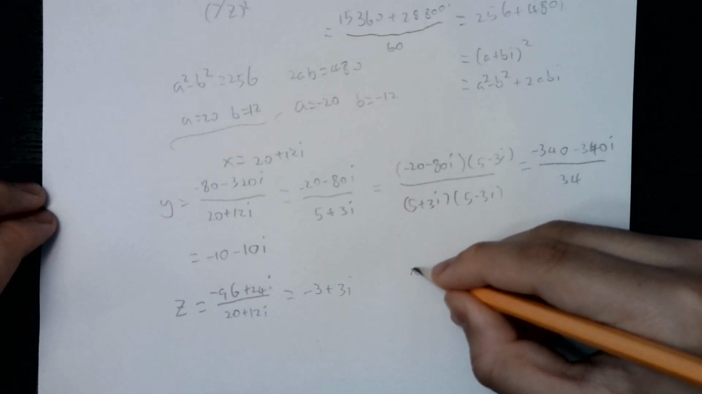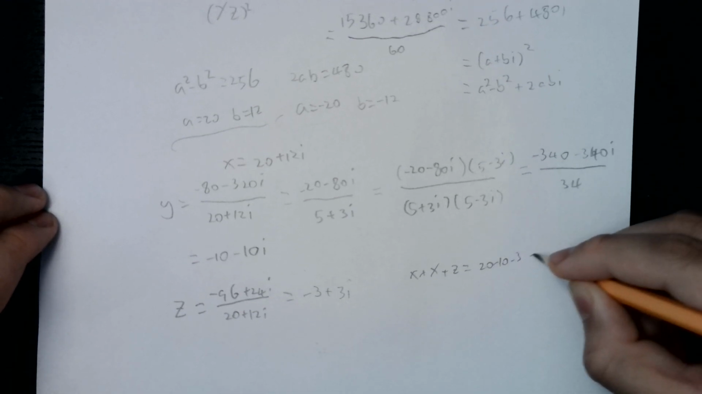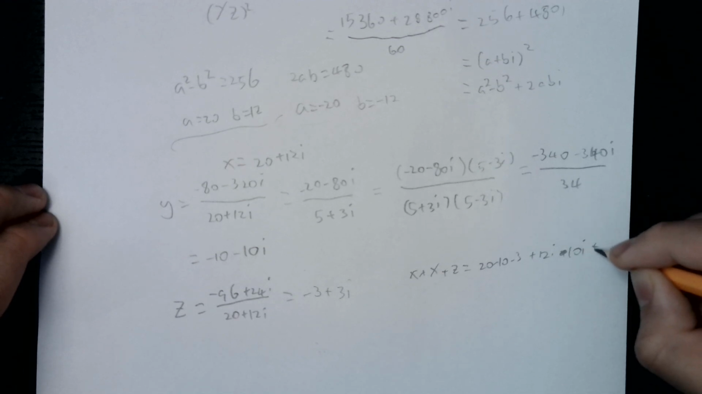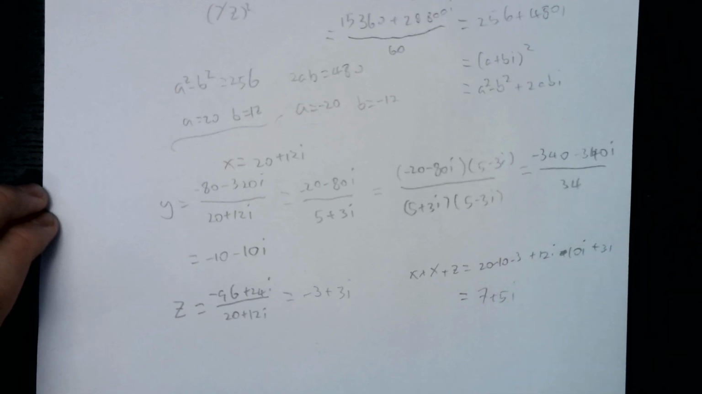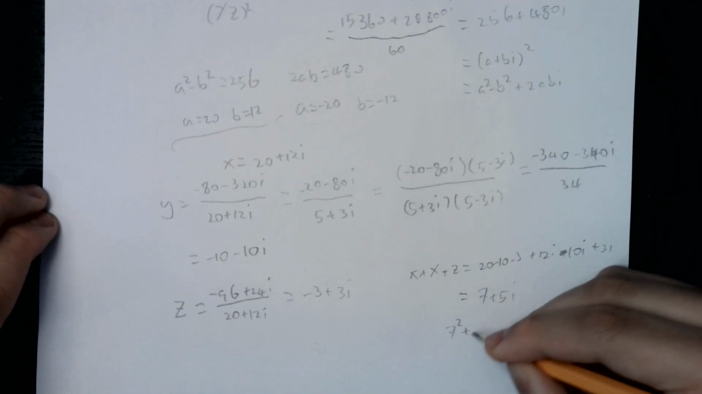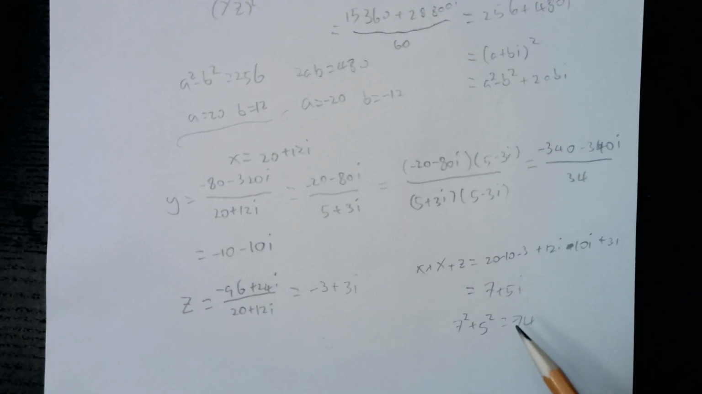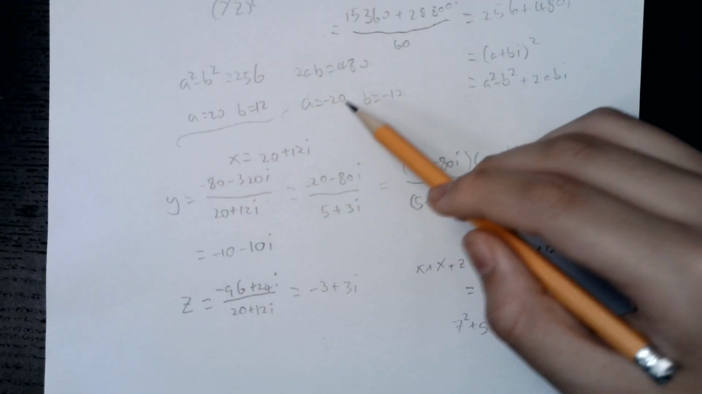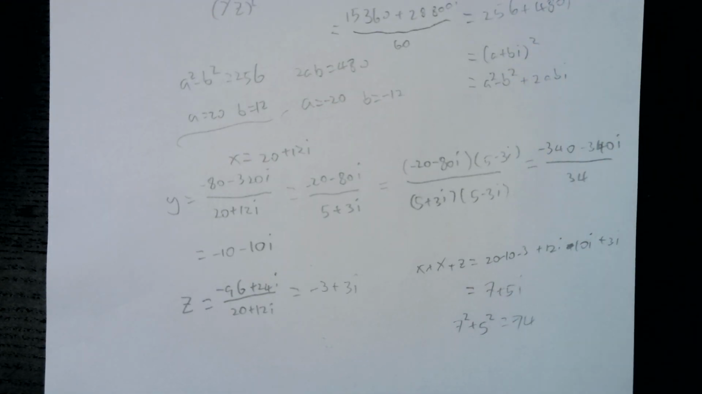This means that x plus y plus z is going to be equal to 20 minus 10 minus 3 plus 12i minus 10i plus 3i, which is going to be equal to 7 plus 5i. This means that the final answer has to be 7 squared plus 5 squared, or 74. And going back to before, if we do use the other option, where x is equal to negative 20 minus 12i, it'll just be negative 7 squared plus negative 5 squared, which is still going to be 74. Which means that the answer to this problem has to be 74.